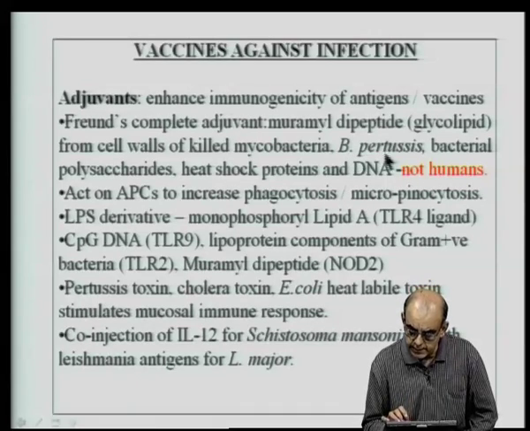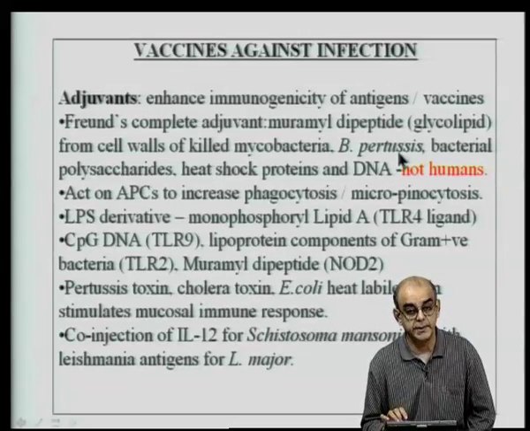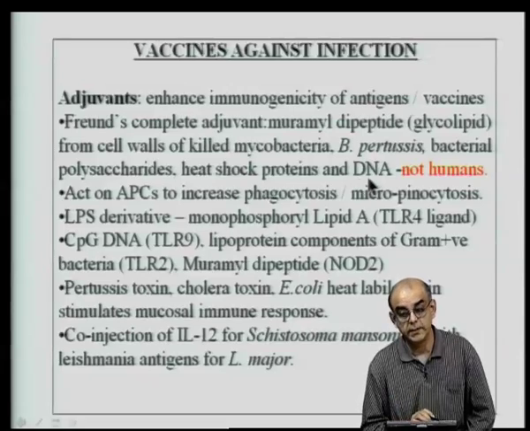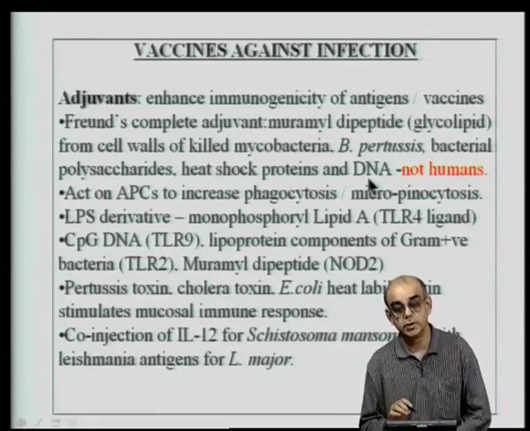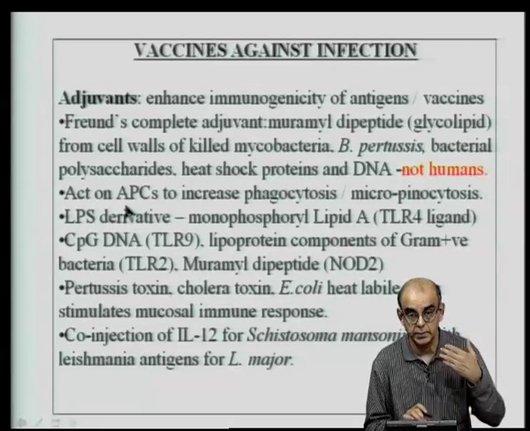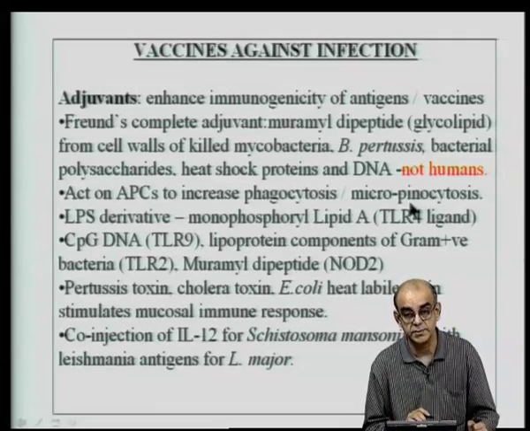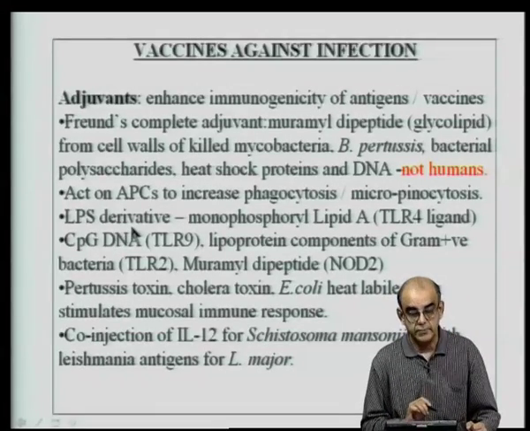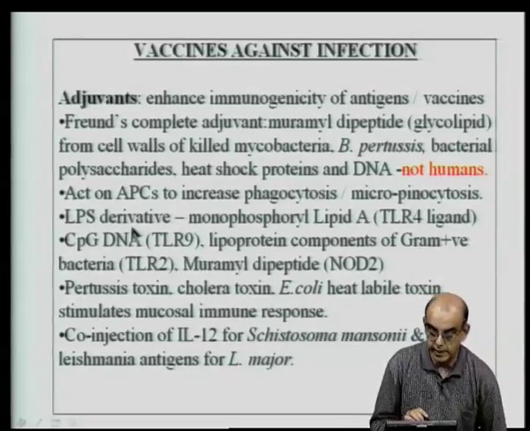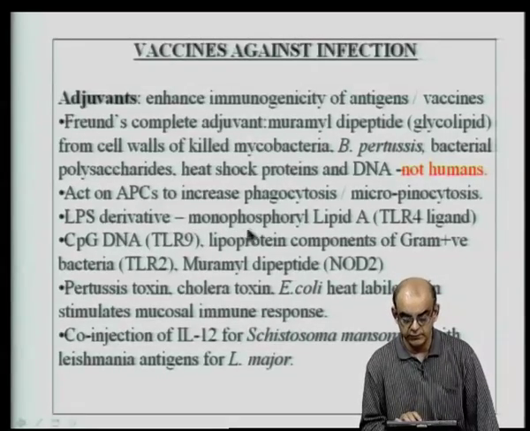Another one is the Bordetella pertussis antigen, which also acts as an adjuvant material to activate macrophages. Bacterial polysaccharides and heat shock proteins, as well as DNA, these all have been used as adjuvants. They act on basically antigen presenting cells in order to increase their activity, to increase phagocytosis as well as micropinocytosis. The LPS derivative, because LPS by itself is very toxic at very small doses, it cannot be used as an adjuvant, but some of the components of LPS has been purified, called monophosphoryl lipid A.